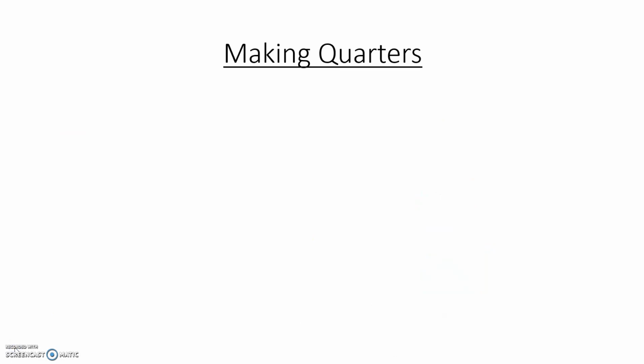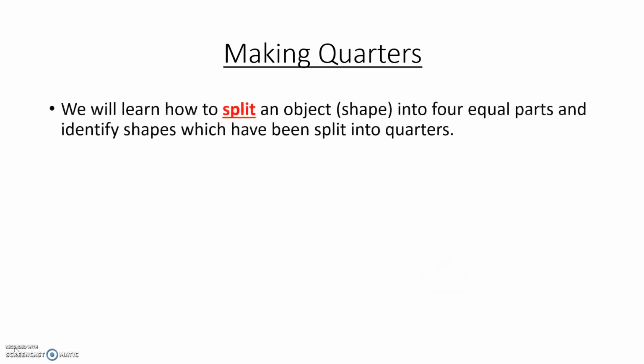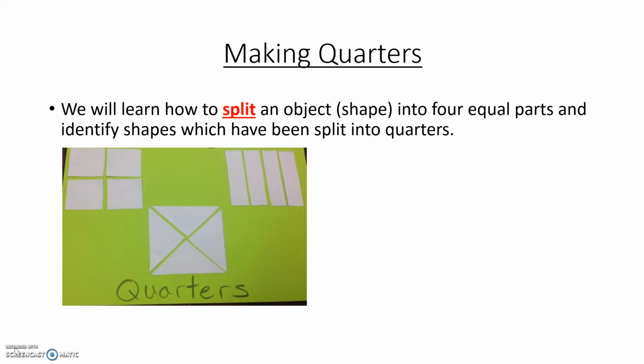Making quarters. We will learn how to split an object or shape into 4 equal parts and identify shapes which have been split into quarters. Children again should understand that they can split a shape into 4 equal parts in different ways. All of these shapes have been made into quarters.